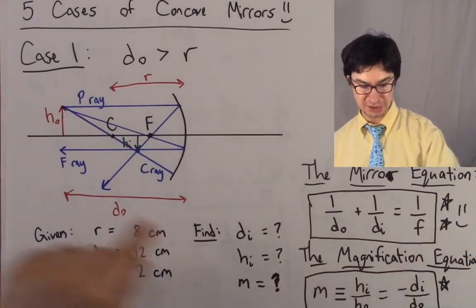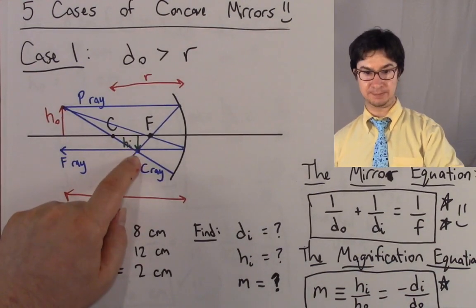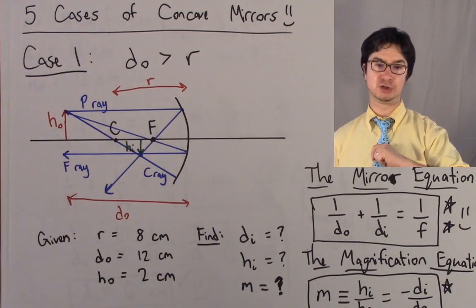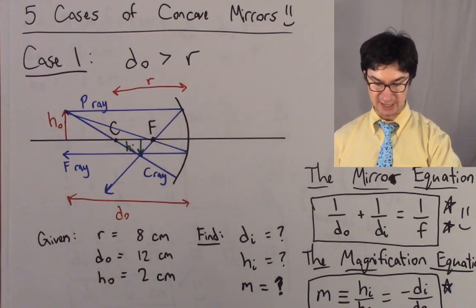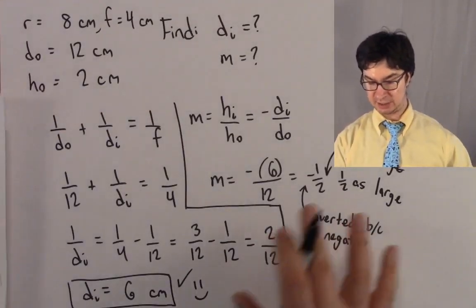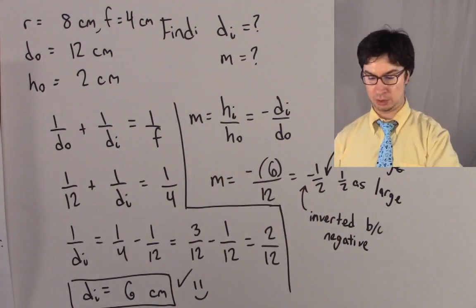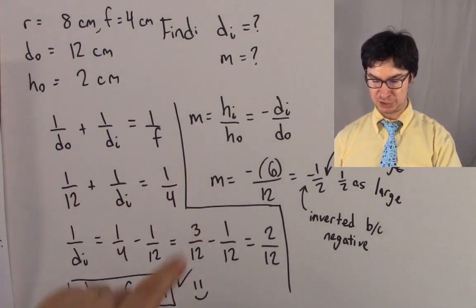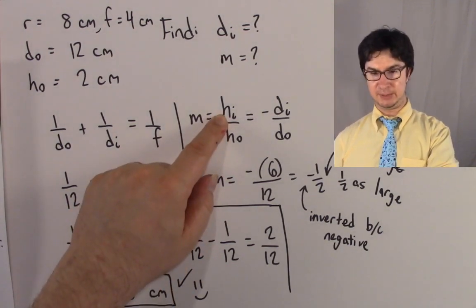Is that consistent with the diagram? Absolutely. Look at this. The image is inverted, it's upside down, and look, it's approximately exactly 1/2 of that original object height. So we did a fantastic job with our diagram, and our calculations confirm our diagram. Let's go ahead and just really quickly calculate the image height.